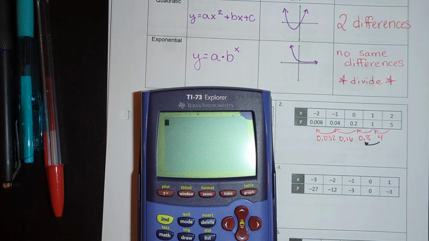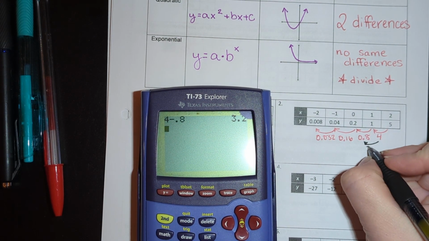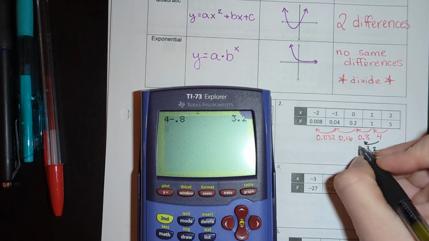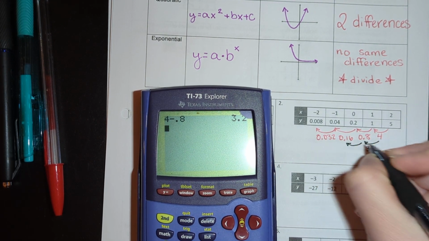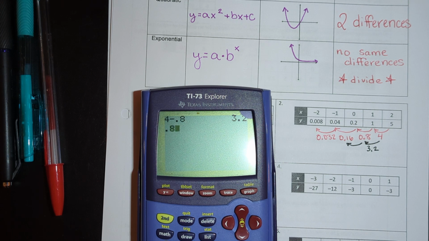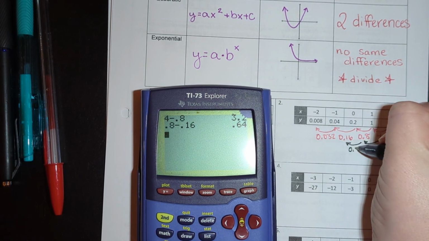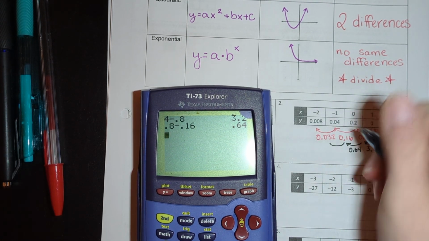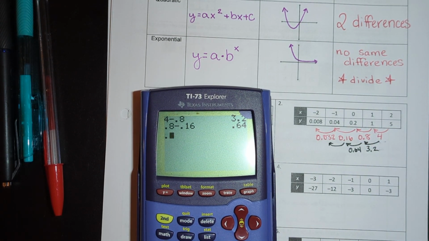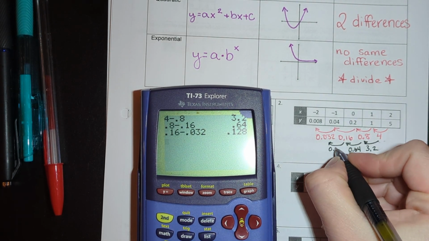All right. So 4 minus 0.8. 3.2. All right. Do it again. 0.8 minus 0.16. 0.64. 0.16 minus 0.032. Did you get all the same things? No.